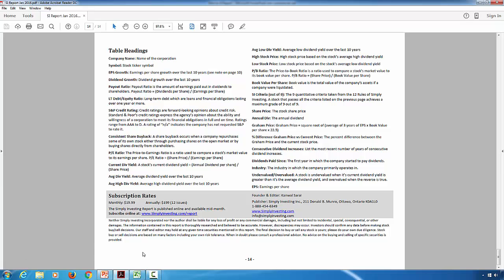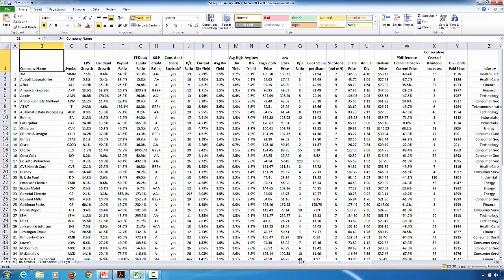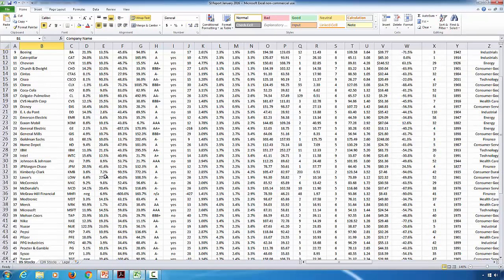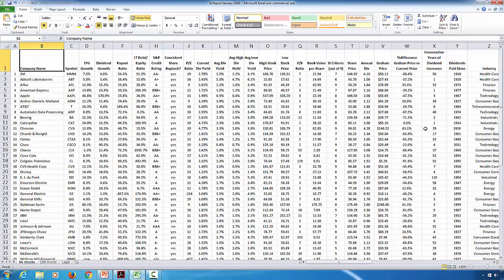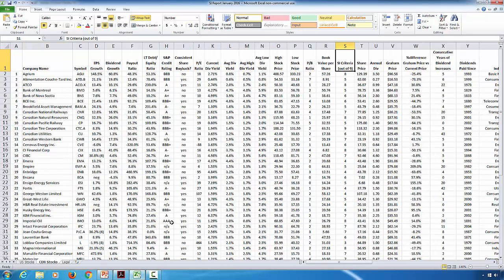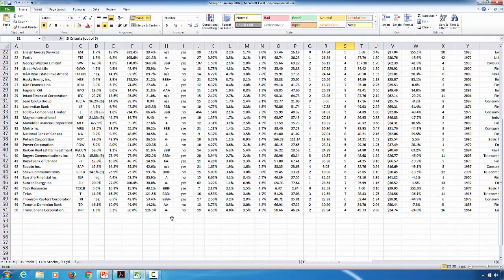This is also available for download for all of our subscribers. The Excel file has 2 worksheets. The first one has the US stocks. So these are the 60 US stocks that are undervalued and overvalued. We've given you the entire table. And then on the next worksheet, we have the Canadian stocks. So there are 50 stocks in this list.